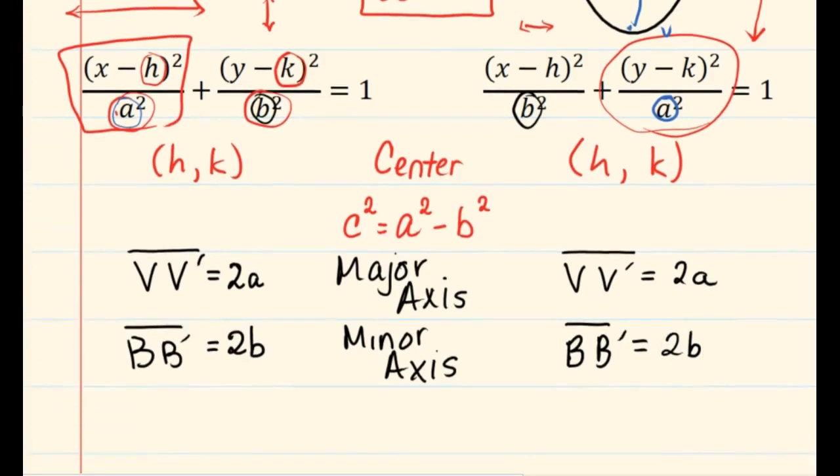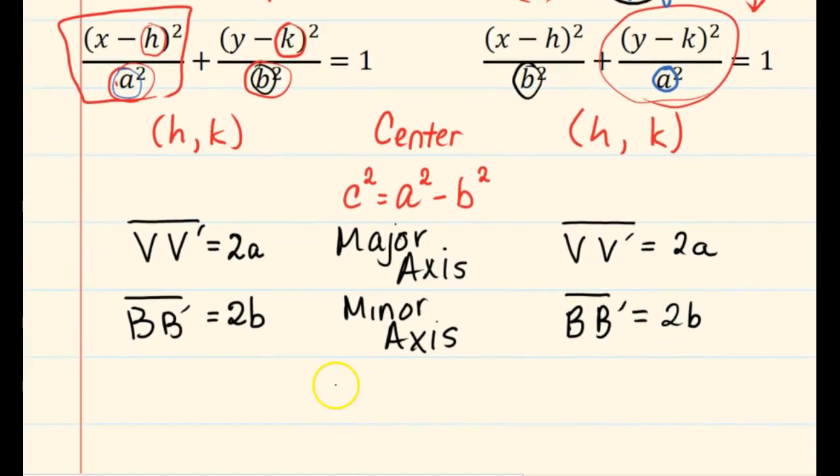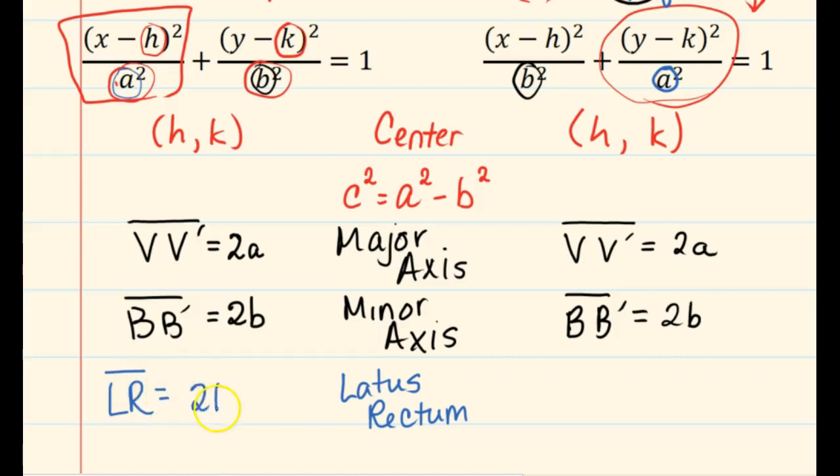The other thing that's true for both types of ellipses is the latus rectum. So let's talk about the latus rectum. Remember that the latus rectum goes through the focus and hits each side of my ellipse. Our length, regardless of which one we're talking about, is going to be 2b squared over a.